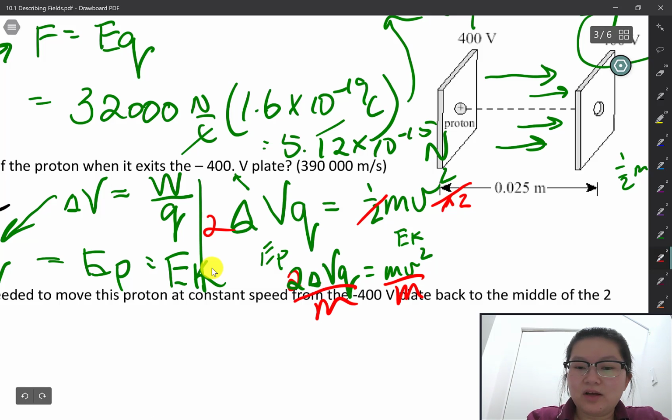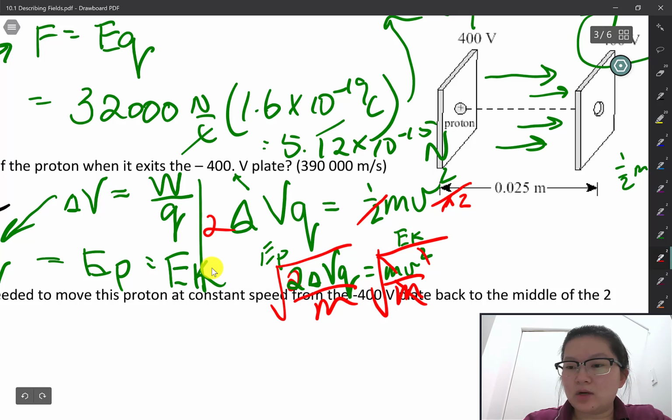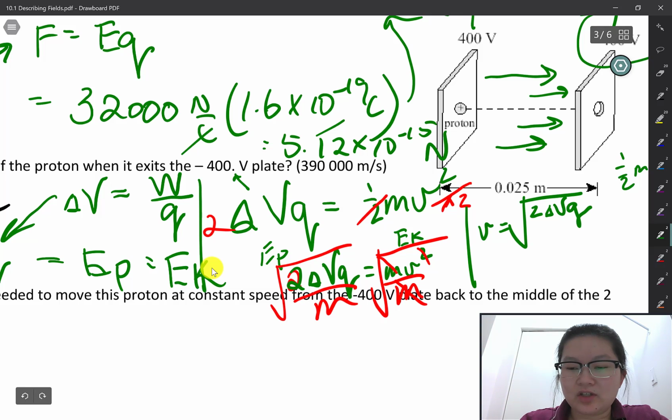You know what, if you want to skip all this annoying part, feel free to do that, since I'm just doing the algebra. Last but not least, I take the square root of both sides to get rid of the v squared. So finally, I get v is equal to the square root of 2 times the delta V, which is the potential difference, times the charge of this proton, divided by the mass.